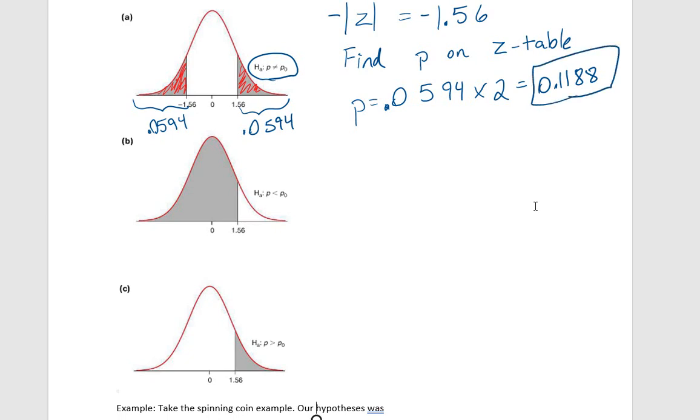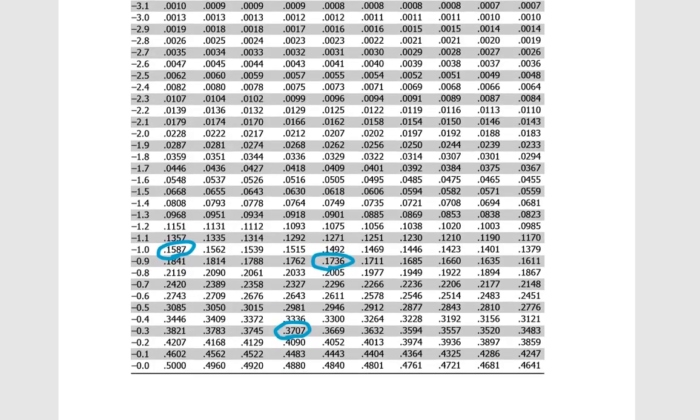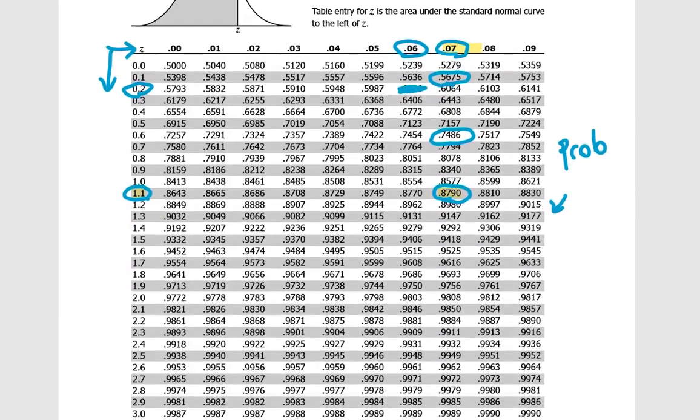Now, if our alternative hypothesis was that p would be less than p naught, then you're just going to take your z-score straight up, which in our case was 1.56. We don't have to make any alterations to it. Then we need to find p on the z-score table. Okay, so if we find p on the z-score table, remember that's positive 1.56.